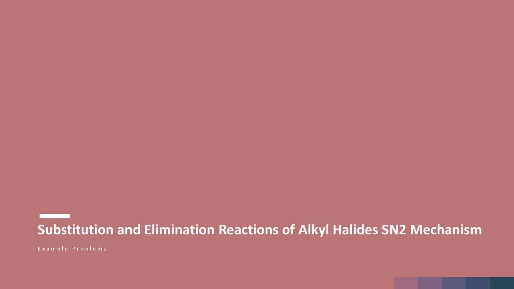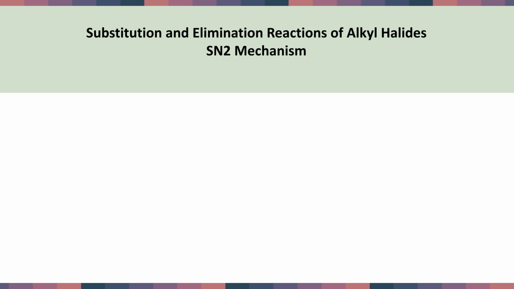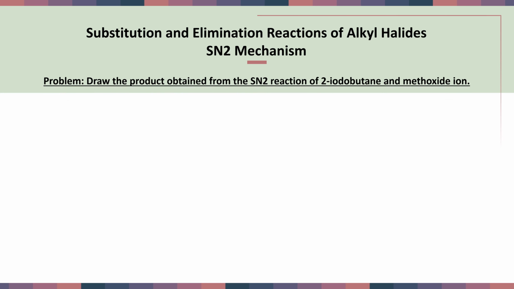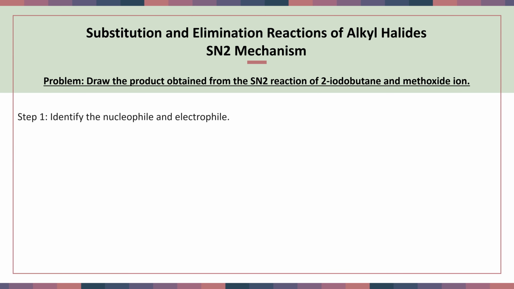Today, we're going to be working example problems on SN2 reactions. Let's get started. Our first problem asks us to draw the product obtained from the SN2 reaction of 2-iodobutane and methoxide ion. The first step that we want to follow is to identify the nucleophile and the electrophile.